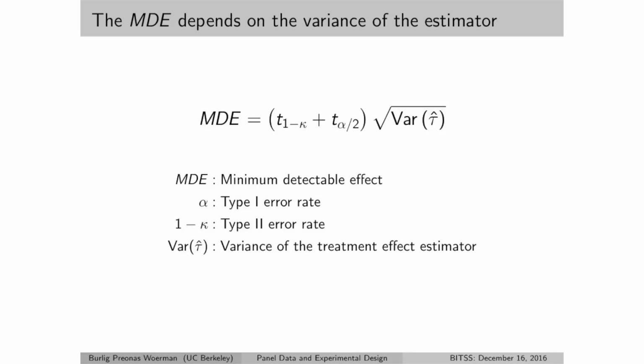I would love to have conversations with people afterwards about why we set kappa what we do, but this is what's been accepted so far. And then, of course, the variance of the treatment effect estimator that you're using, right? So what we're going to be thinking really hard about in this project is what is the variance of that treatment effect estimator under different scenarios.